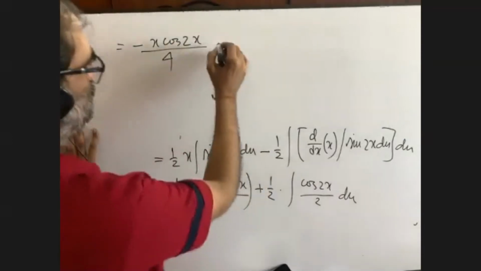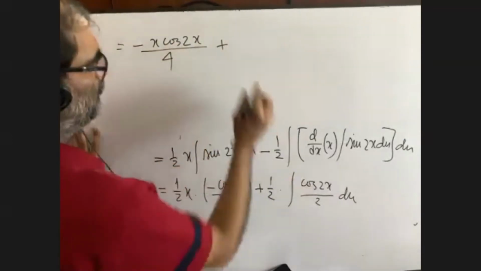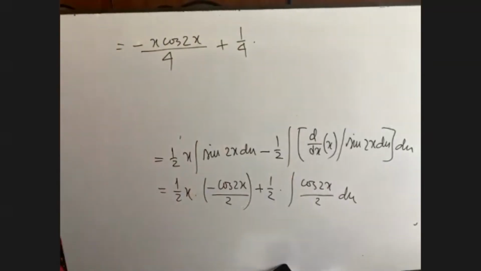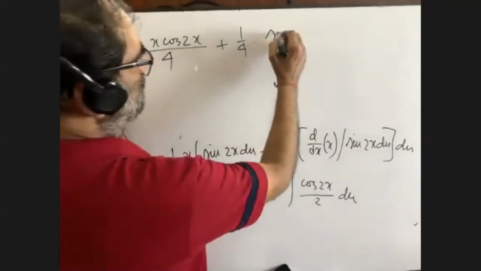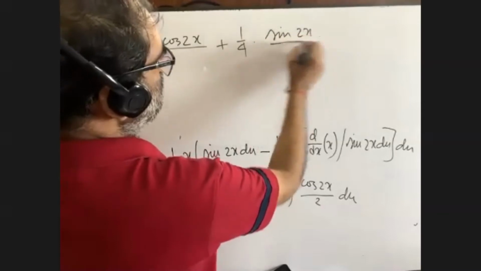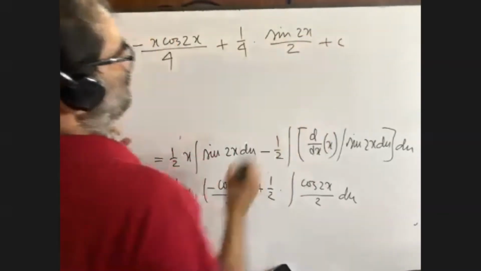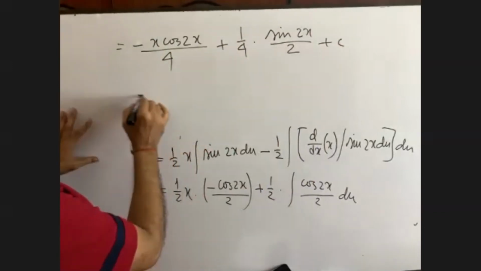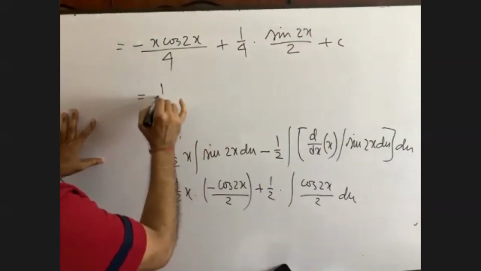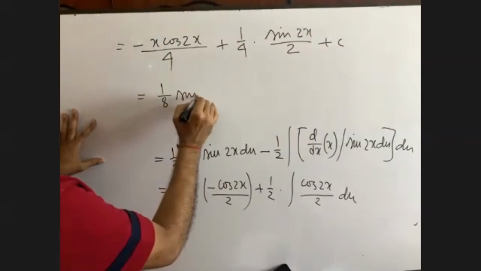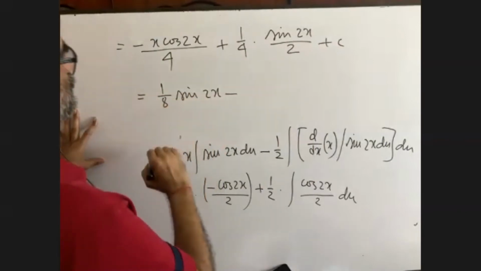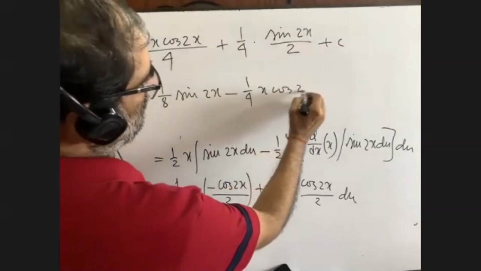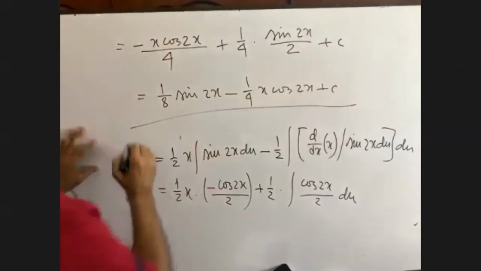This is plus 1 by 4. What is the integration of cosine 2x? It is sine 2x by 2 plus c. Okay. So now you can write down, this is 1 by 8 sine 2x minus 1 by 4 x cosine 2x plus c. This is the answer.